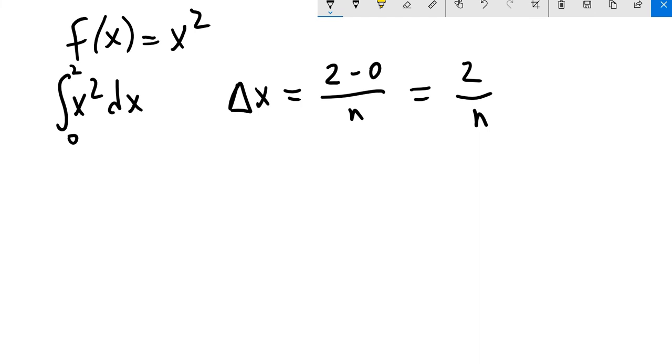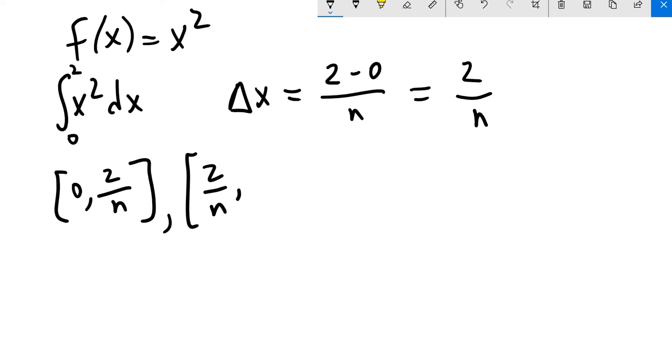So if you kind of think about it, each of our intervals that we're dividing this up into is going to be 0 to 2 over n would be our first one. The next one would start at 2 over n, and it would go a width of 2 over n. So 2 over n plus 2 over n is 4 over n is what it would end at. You can kind of see where this is going. The next one would be 4 over n up to 6 over n, dot, dot, dot.